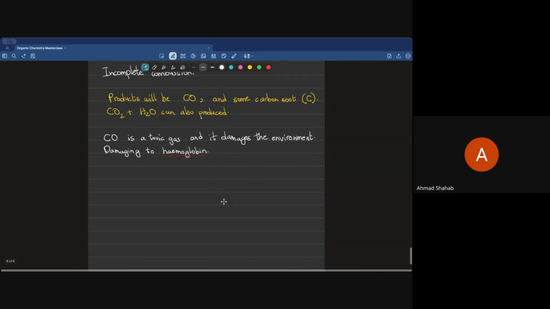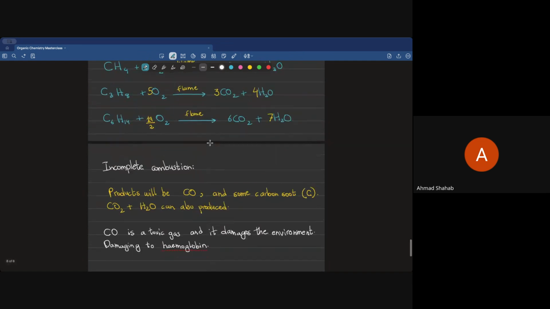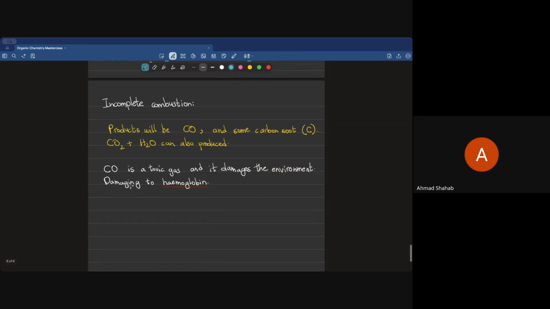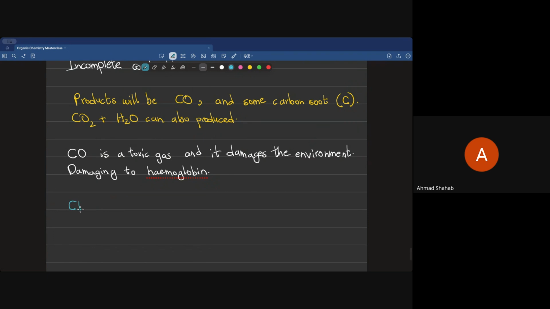Acha ji. So, for example, let's write an equation for incomplete combustion, right? We can say okay, CH4, it reacted with oxygen, and it formed carbon monoxide, and it formed carbon, and it formed, say, water, right?